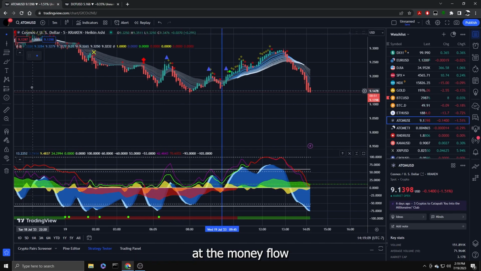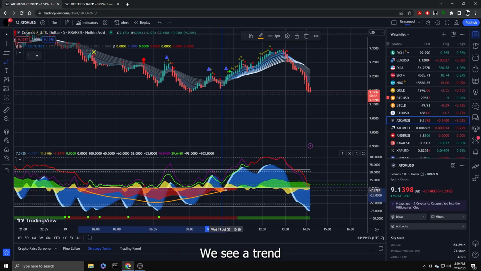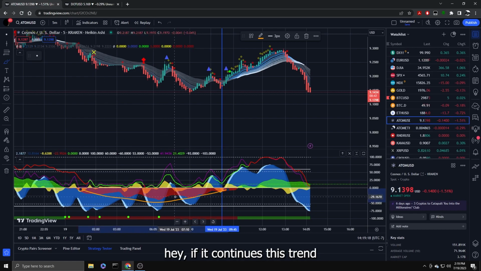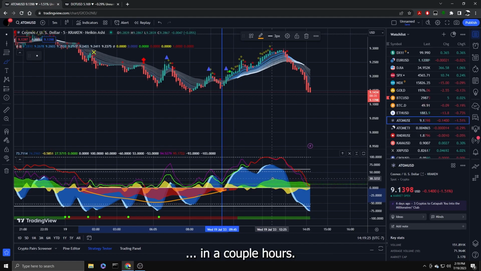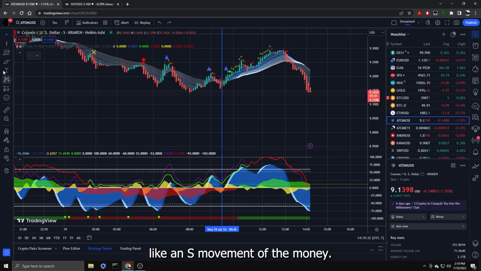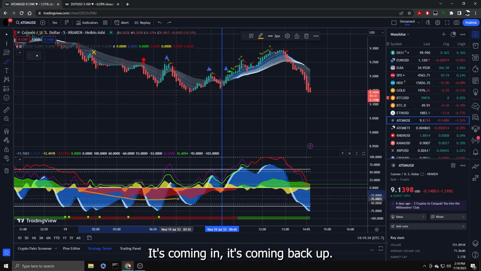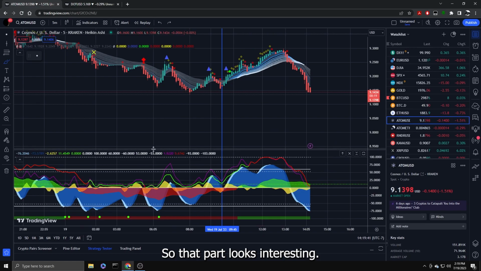So you're looking at the money flow. Looking nice and round, could be better, but it's getting there, we see a trend. And so I would then extrapolate, hey, if it continues this trend, which looks pretty strong, it should probably enter the green in a couple hours. So I see what looks to be like an S movement of the money. So it's kind of round, it's coming in, it's coming back up. It should do something like that, right? That's what we would predict at the time. All right, so that part looks interesting.